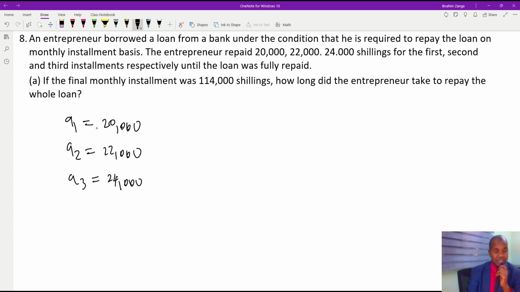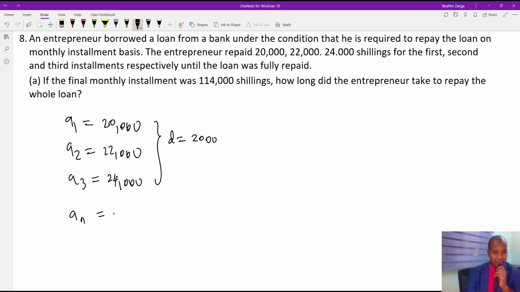So from this, you can see that there is a constant difference. That is why I say that you can get the idea that this is an arithmetic progression. You see that there is a common difference, d equals 2,000. So we're supposed to find the number of months.